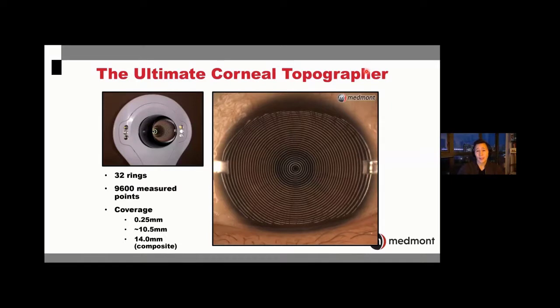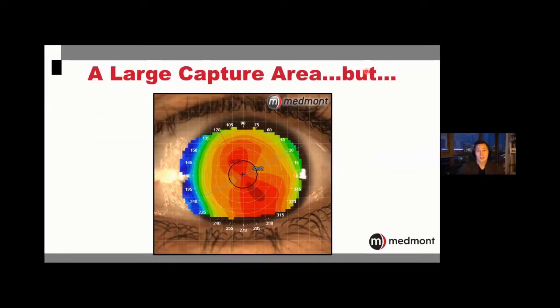And if those data points are accurately interpreted, then we get a very accurate topography. And I think that's something that the medmont is very well known for in many, many studies. Now, with the medmont, we do get that very large surface area of capture, generally around 11 millimeters, but sometimes we have some pretty large corneas. Sometimes we have lid and eyelash shadows in the way.